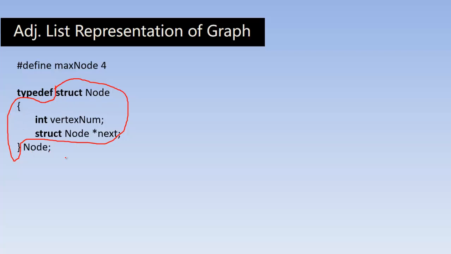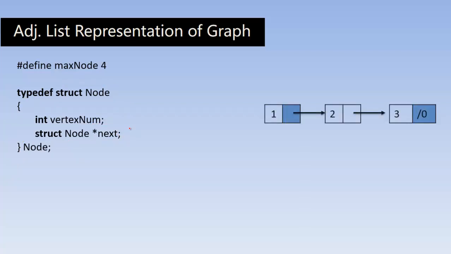Whenever I use node, that will consist of an integer variable called vertex number and a pointer called next to point to the next node, right? Okay, so this is the node that I've created using this structure, right? So this is the vertex number, and next is the pointer to store the address of the next node. So this node is representing this entire thing, right? So there are many other nodes also in the list.